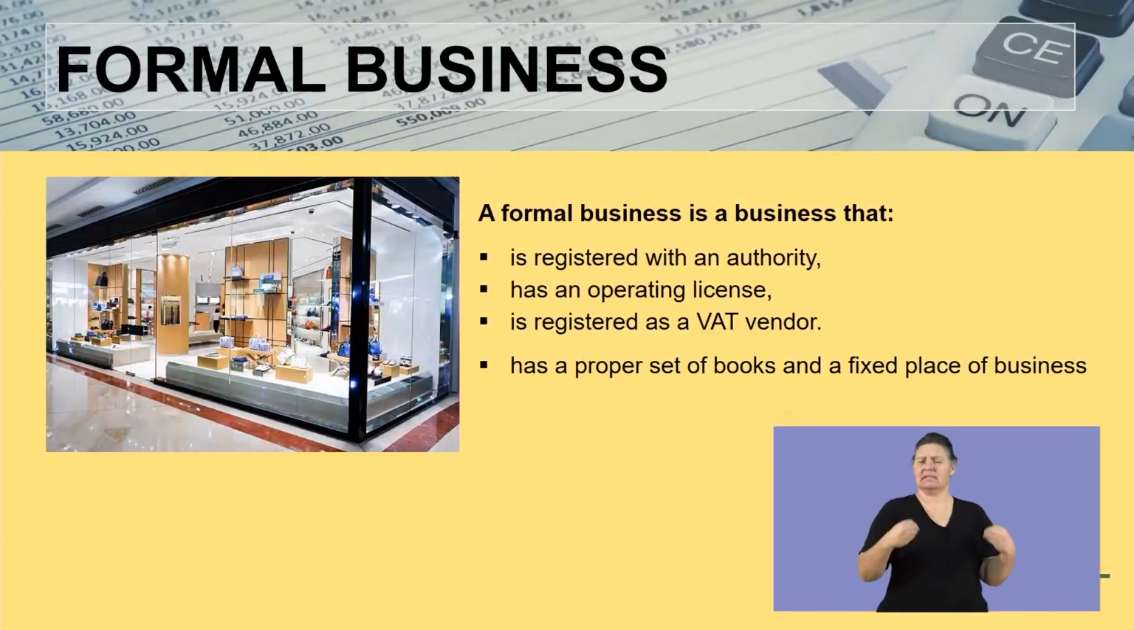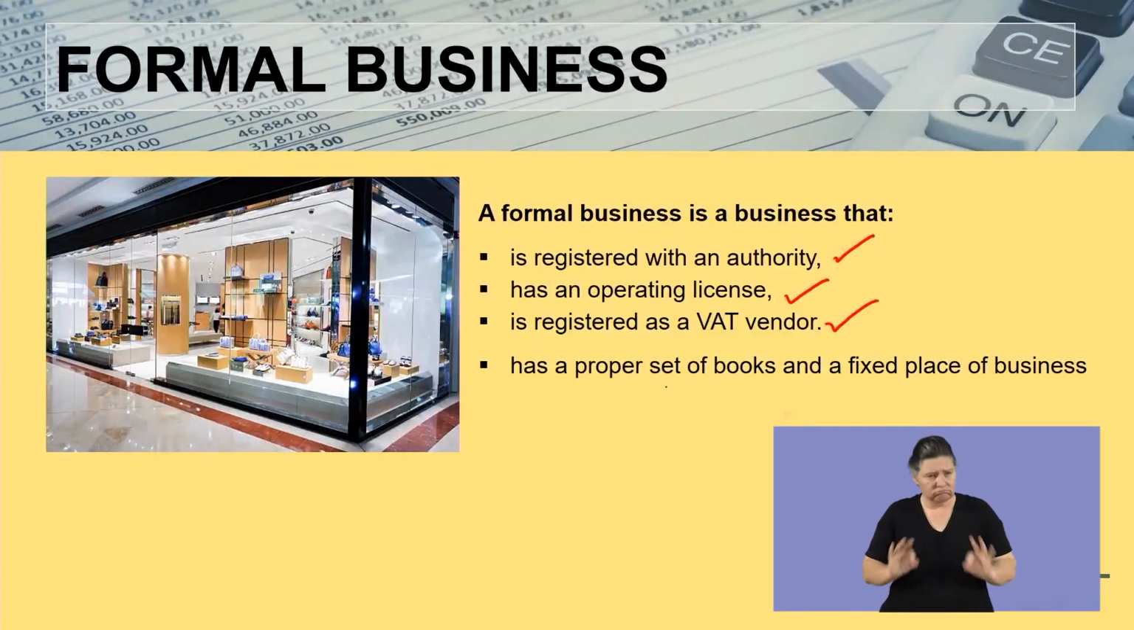You think of the shops that you see when you go to the mall. Yes, that is correct. As you can see here in the picture, a formal business is a business that is registered with an authority, like SARS. And it must have an operating license. It must be a registered VAT vendor. That means it can collect VAT as well as pay VAT. And it has to have a proper set of books as well as a fixed place of business.